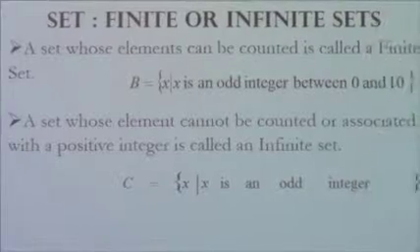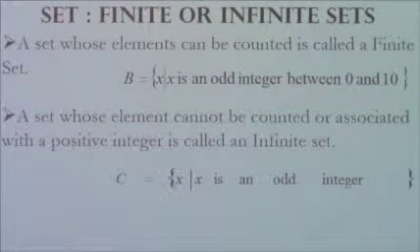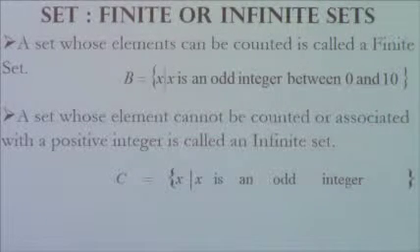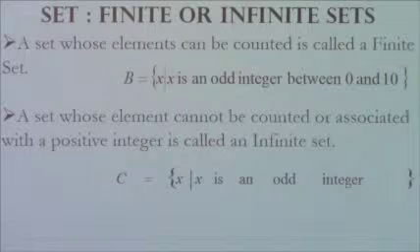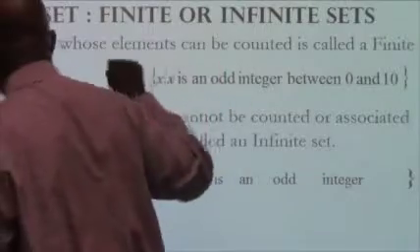So, what is a finite set? A finite set is a set whose elements can be counted. You can associate each element of that set with a positive integer. So it is a set that is countable. An infinite set is a set which is not totally countable. For example, X such that X is an odd integer. We have an infinite number of odd integers. Therefore, we say set C is infinite. Whereas the number of odd integers between 0 and 10 is finite because you can count them.